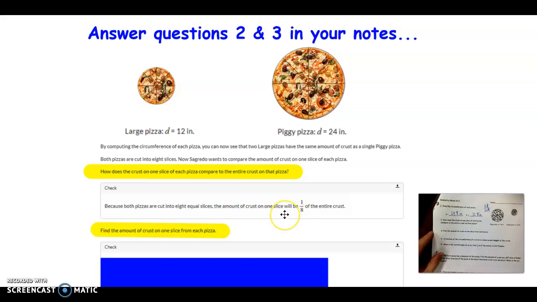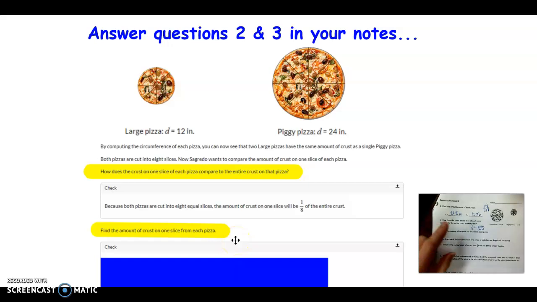So that is question 2. How does the crust on one slice of each pizza compare to the entire crust on that pizza? It is 1/8 of the entire crust. If it was 6 pizzas, it would be 1/6 of the entire crust. So we're asked to find the amount of crust on one slice from each pizza.